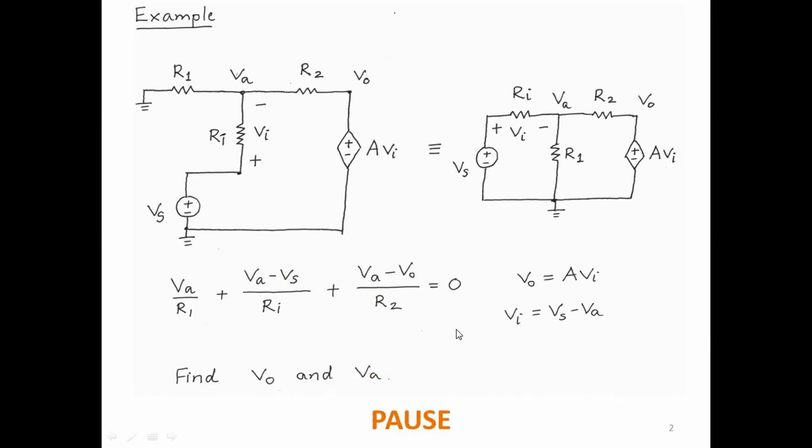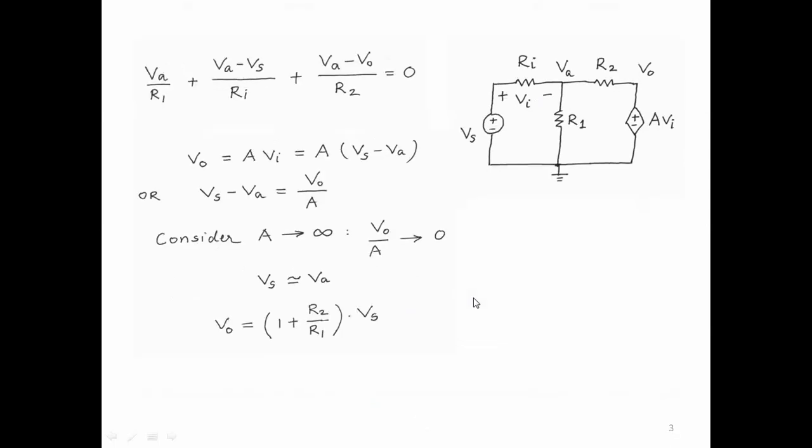So I would like you to pause the video and solve for Va and Vo. So find Va and find Vo. There are 2 equations and 2 unknowns, Va and Vo. So pause and solve. Okay, I will continue. Actually, I am not going to solve this.